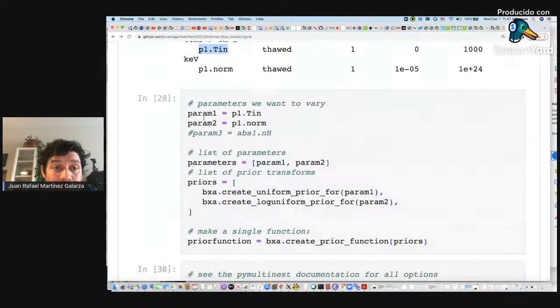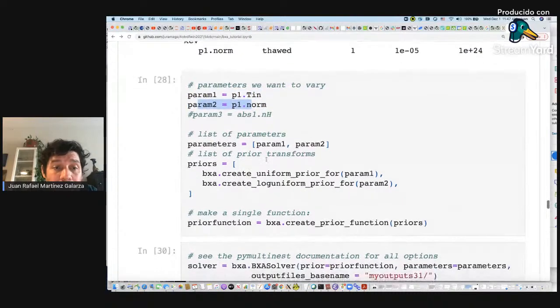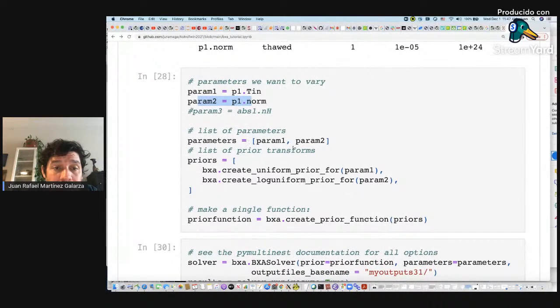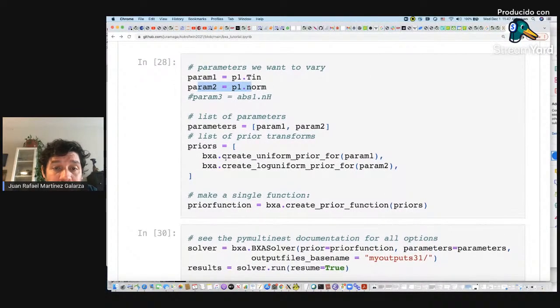Again, I just built my parameters using my formulation here. Parameter 1 will be the temperature of the disk. Parameter 2 will be the normalization. And I create this list of parameters and create my priors. Again, I am going to use a uniform prior here and a log uniform prior here.